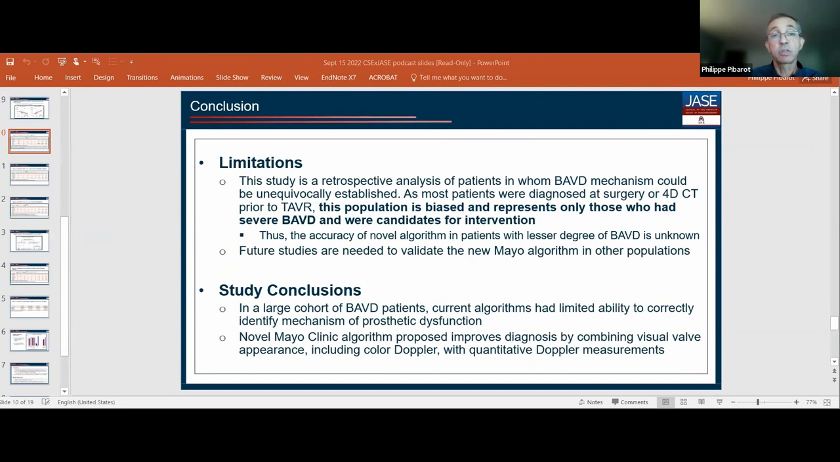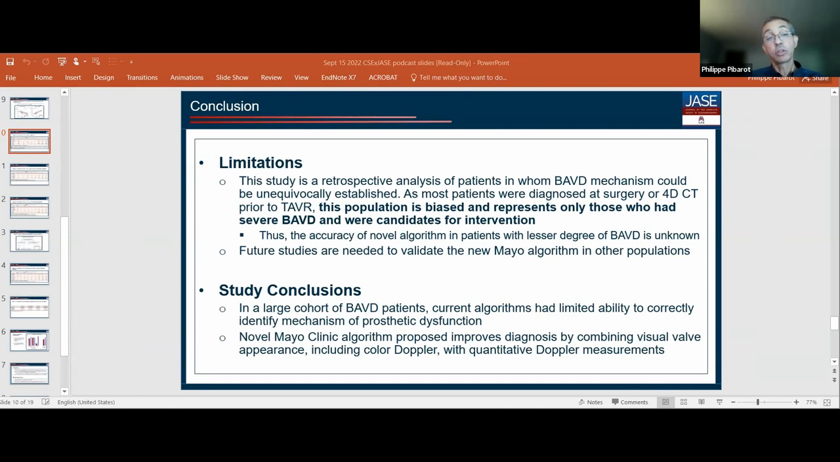So there are limitations, of course. This is a retrospective analysis of patients in whom the BAVD mechanism could be univocally established. So probably a selection bias, because of course only the patients in whom we had a confirmation of the dysfunction were included. So of course we need to test the accuracy of this novel algorithm in patients first with lesser degree of BAVD, and also probably in other populations from different centers, which will probably need an independent validation, and we would love to do so in our institution, by the way.